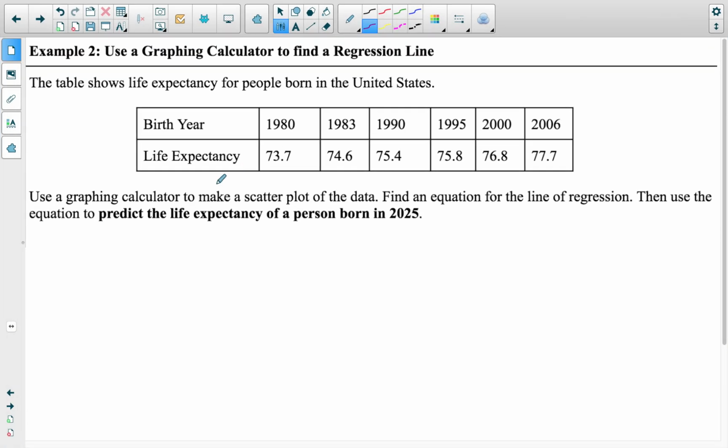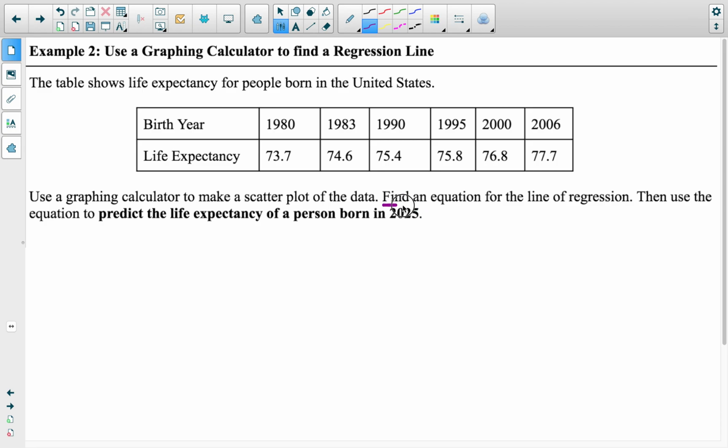All right, so this is going to be how to use a graphing calculator to find a regression line, specifically using Desmos. Okay, so we have this table right here. This table shows life expectancy for people born in the US. We have their birth year, we have their life expectancy, and it's asking us to use the graphing calculator to make a scatter plot of the data, find an equation for the line of regression, and then use the equation to predict life expectancy of a person born in 2025.